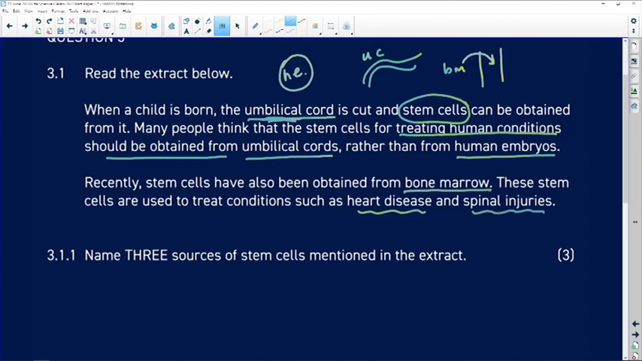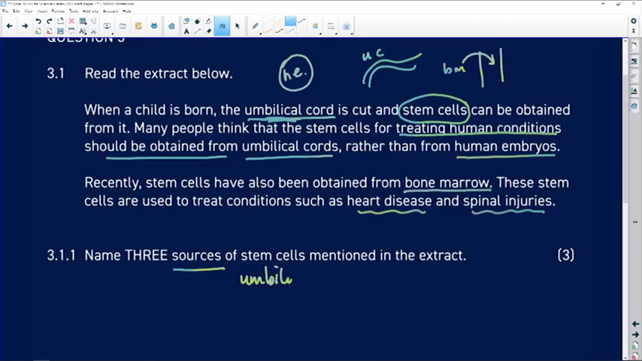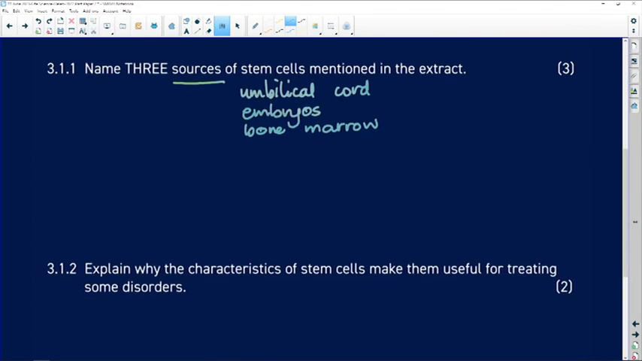All right, 3.1.1. Name 3 sources of stem cells mentioned in the extract. And you see, when we read through that extract, we already have those sources. We've got umbilical cord. What was the next one? We've got human embryos. And we've got bone marrow. It becomes so much easier to answer the questions when you have focused on reading that extract once or twice with a lot of focus and looking at it for meaning.